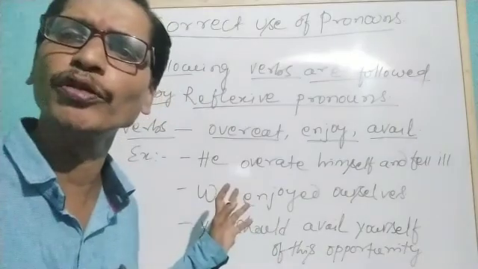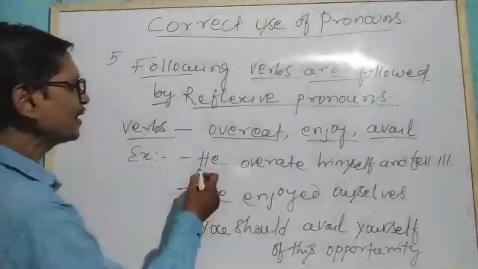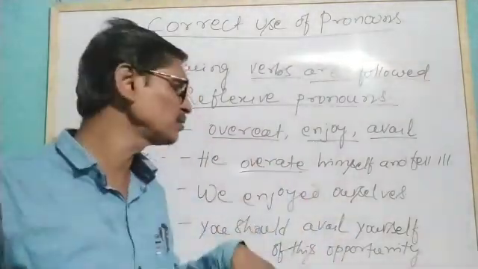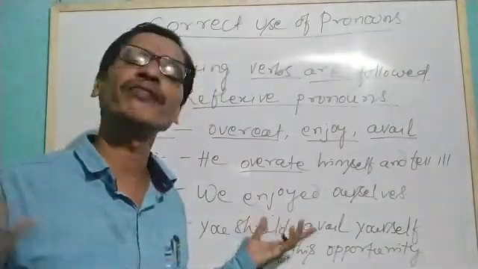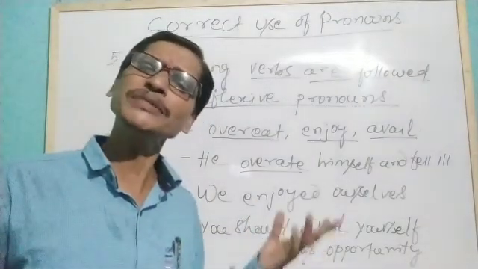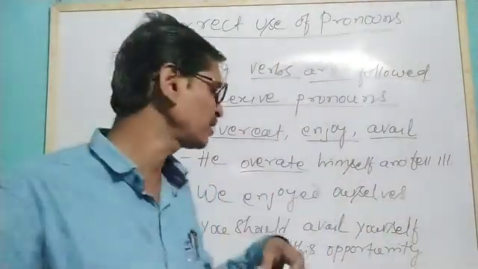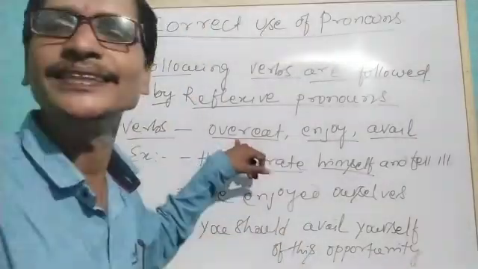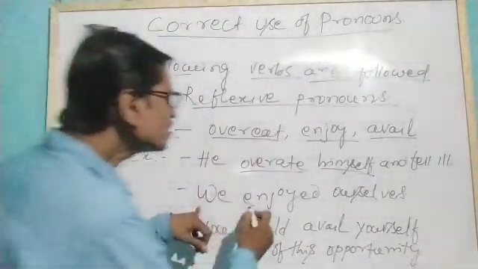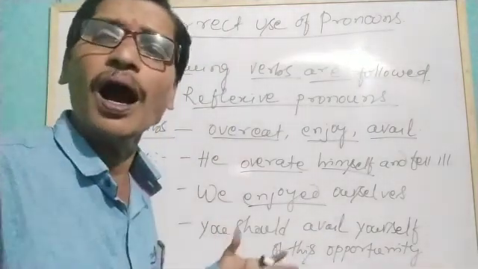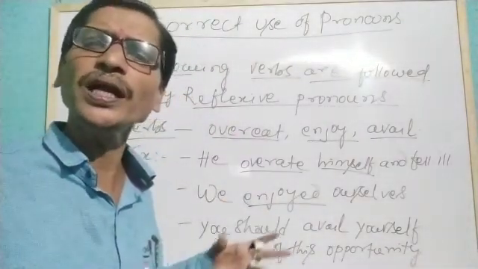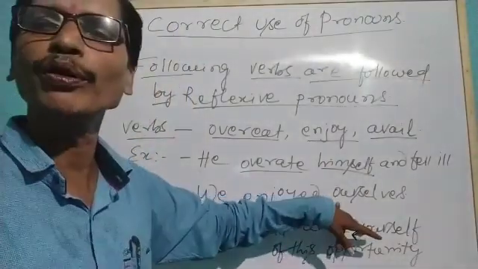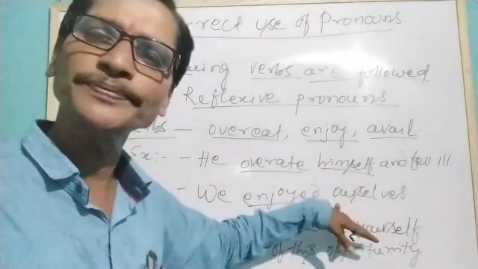Some examples have been given over here, let's understand. He overate himself and fell ill. After this verb, the pronoun is used as reflexive because this is the rule. Next, we enjoyed ourselves. We enjoyed ourselves. Understand? Because 'enjoyed' is immediately followed by the reflexive form of the pronoun.